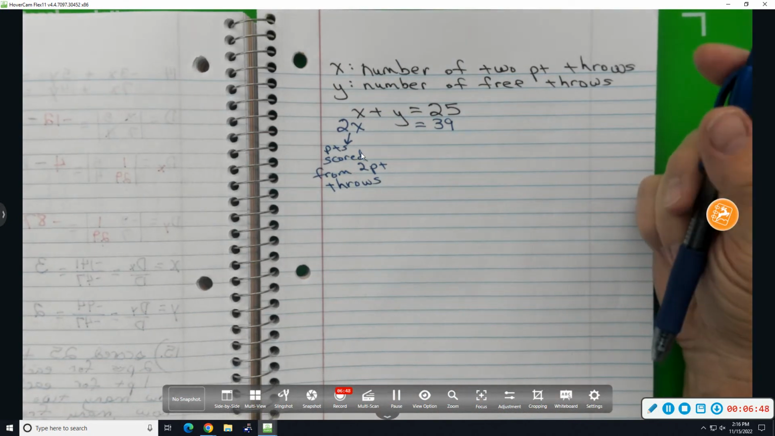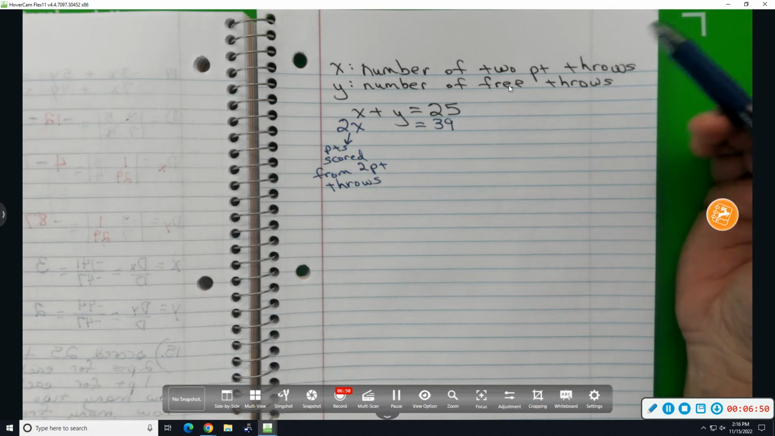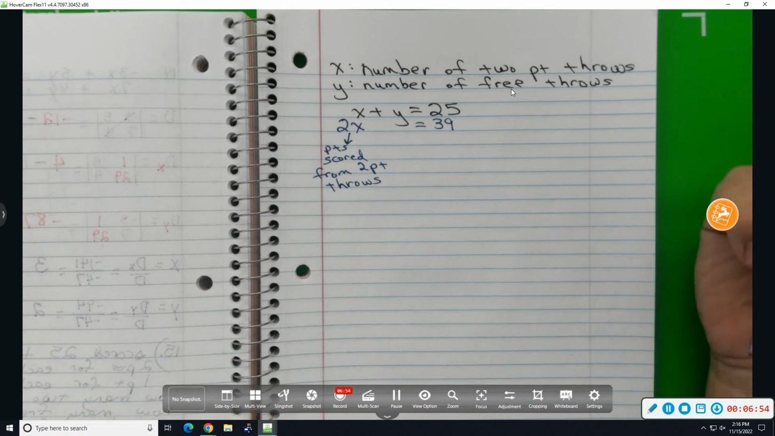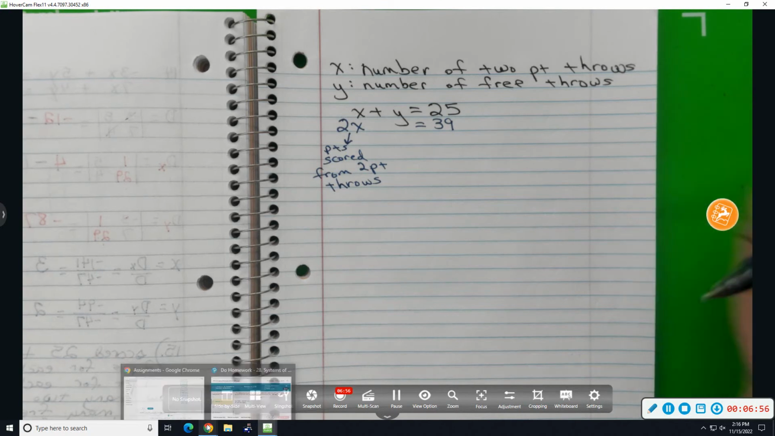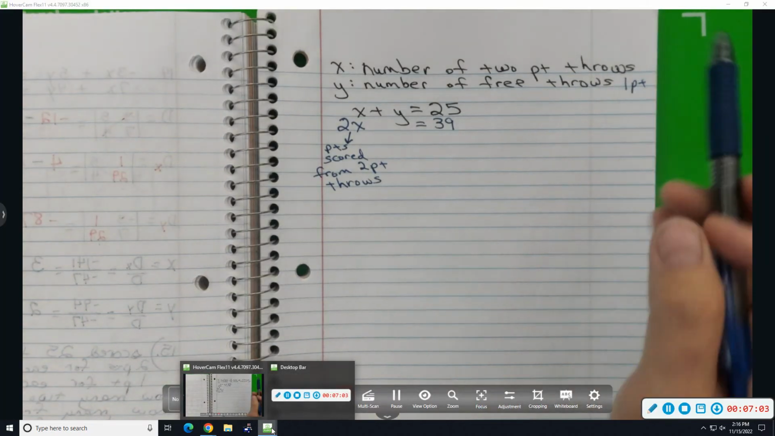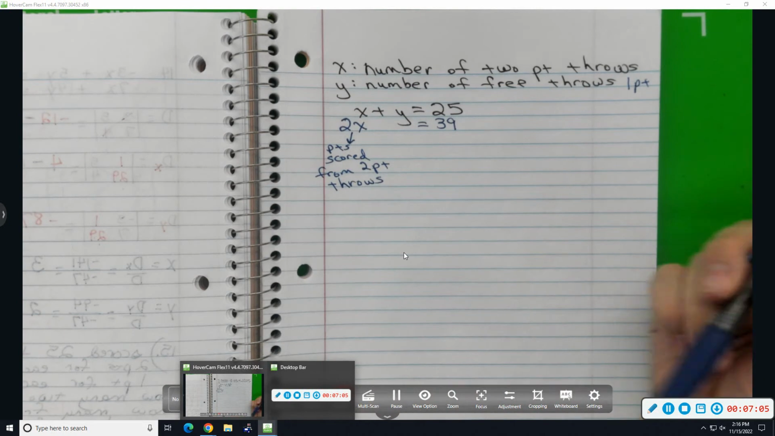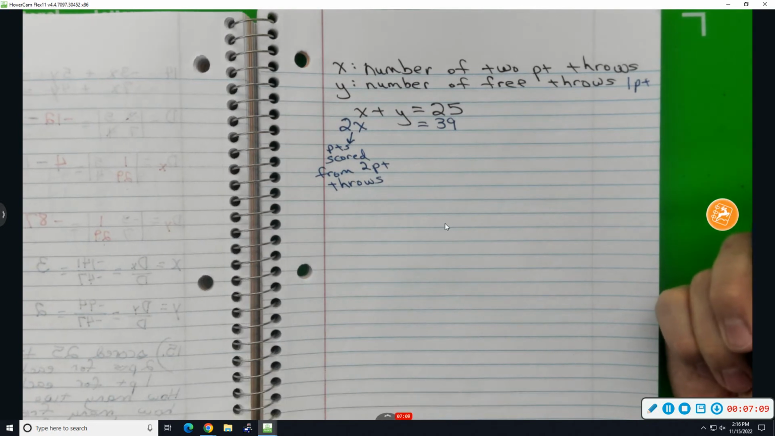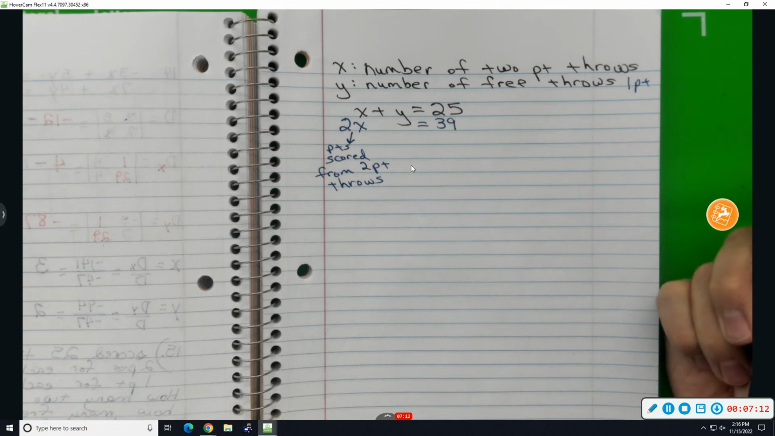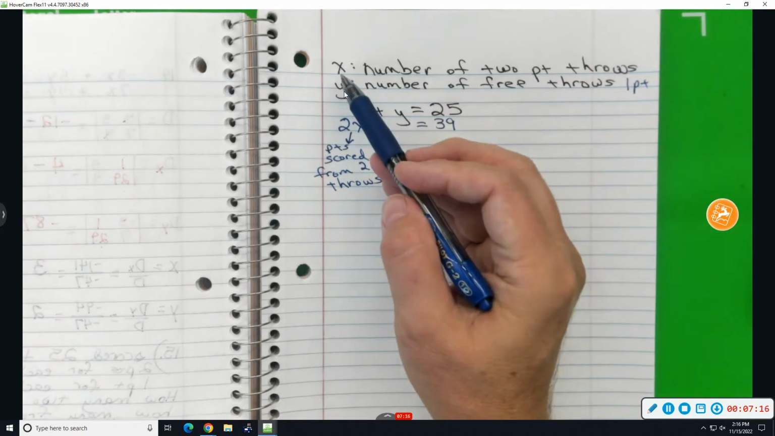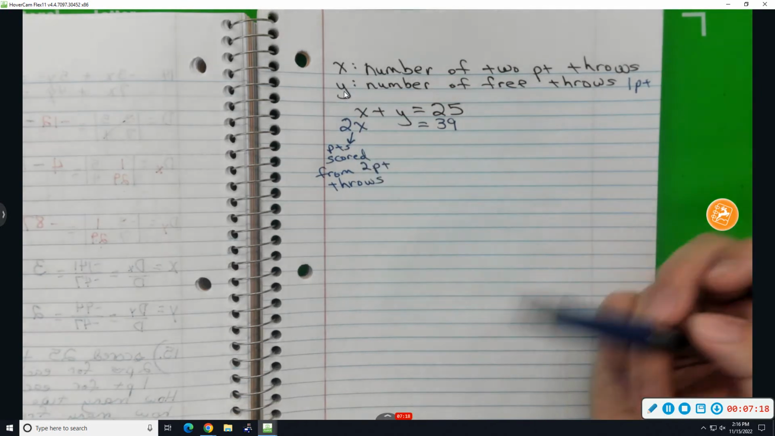Okay. How many points did she get from the free throws? They tell us that the free throws are worth how many points? Just 1 point. So 1 point per throw times the number of throws. In terms of Y, how many points did she get from those free throws? Here we went 2 points times the number of throws to give us 2X.